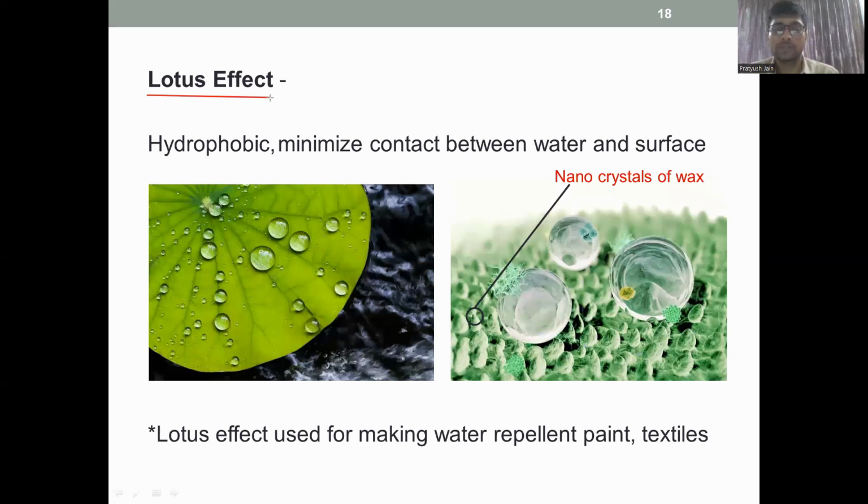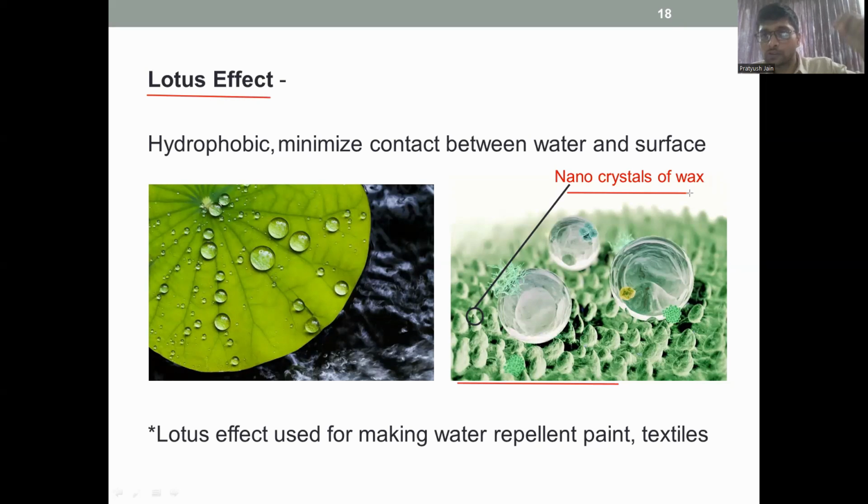Another phenomenon we talk about is the lotus effect. The leaves of lotus are hydrophobic in nature. They are scared of water. If we magnify the leaves of lotus, they look like this. On the surface, there are nanocrystals of wax. These pointy little structures are nanocrystals of wax, and they are hydrophobic in nature.